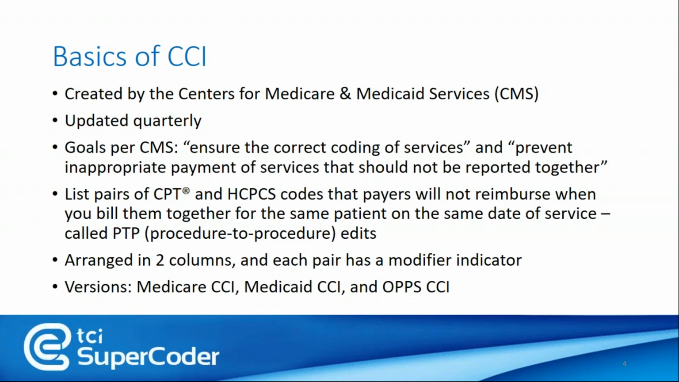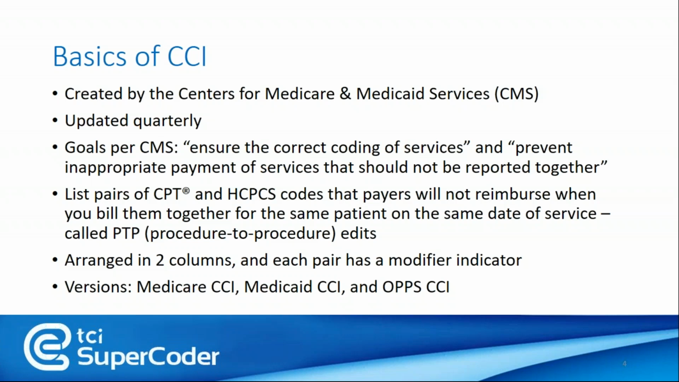All of these edit pairs are arranged in two columns. There's a column 1 and a column 2. And what that means is if you bill those two codes together, CCI says that you won't get paid for the column 2 code when it's performed and billed for the same patient on the same day as the code in column 1.